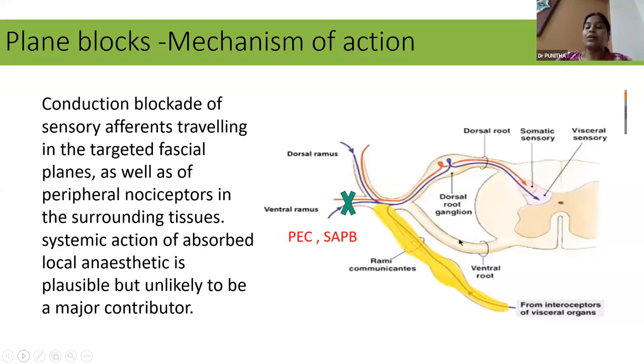Okay, so this is the ventral ramus, where we see the PEC block and the serratus anterior plane block act. Next slide. So this is where the posterior plane block, such as the erector spinae plane block, acts, where it blocks both the dorsal ramus as well as the ventral ramus. Next slide.